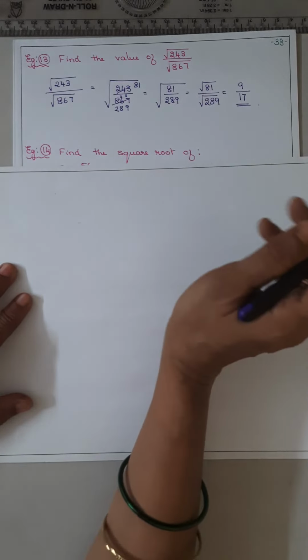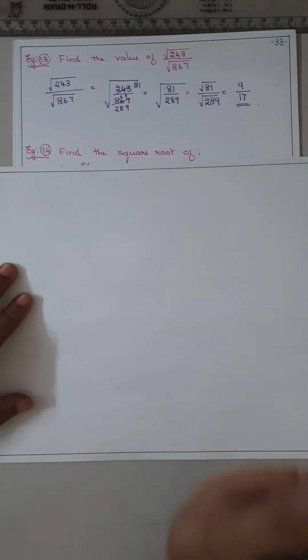Then you will get the perfect square. Then find out the square root.